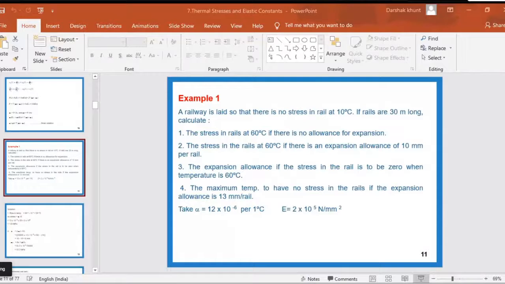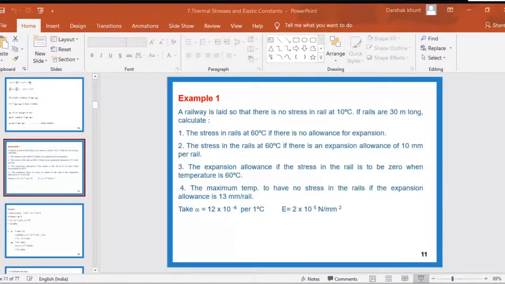Okay. And in the third case, the stress in the rail is to be zero when the temperature is 60 degrees, means the temperature change is up to 60 degrees, but you want to produce no stresses in that element. So what is the expansion joint allowance for this rail?